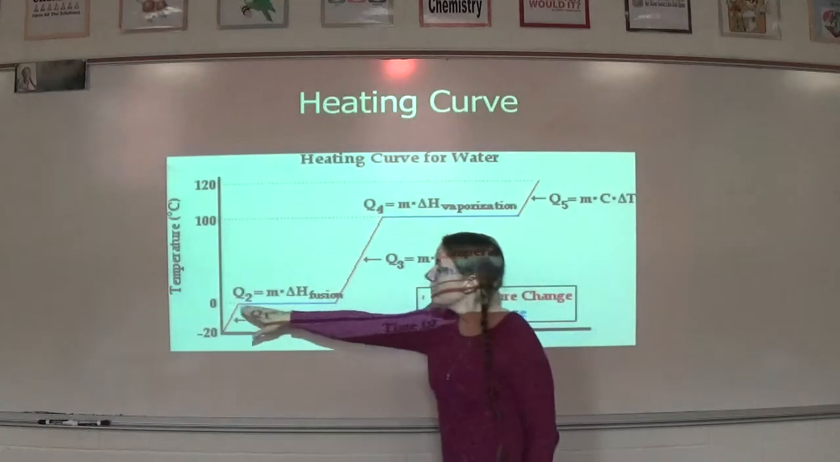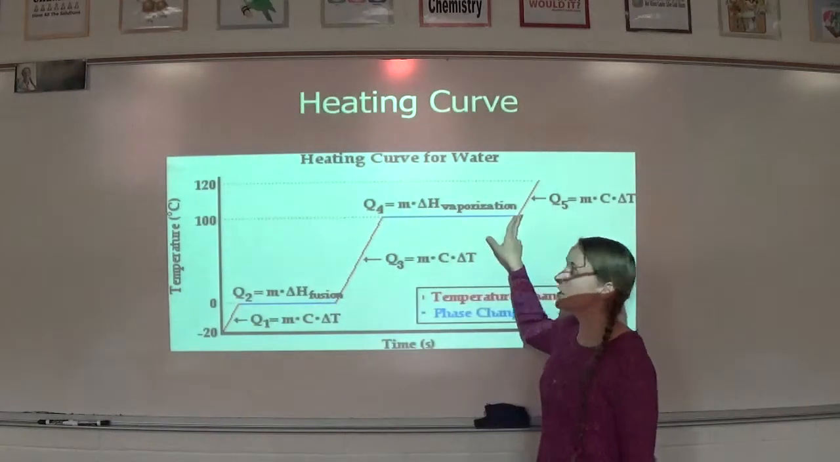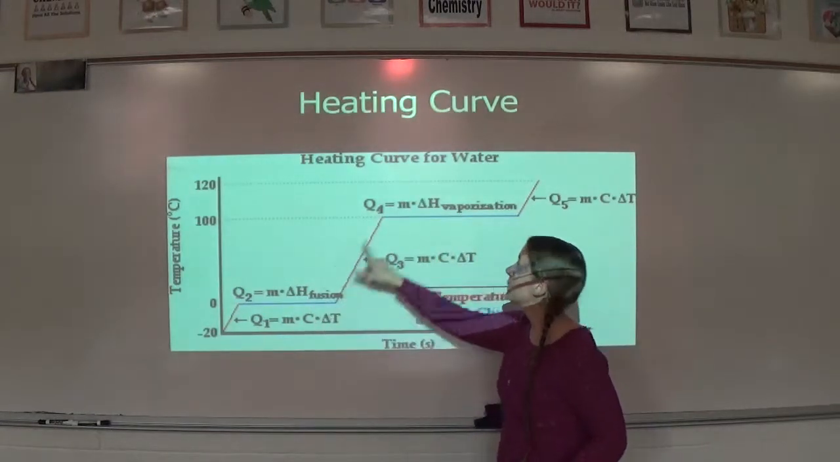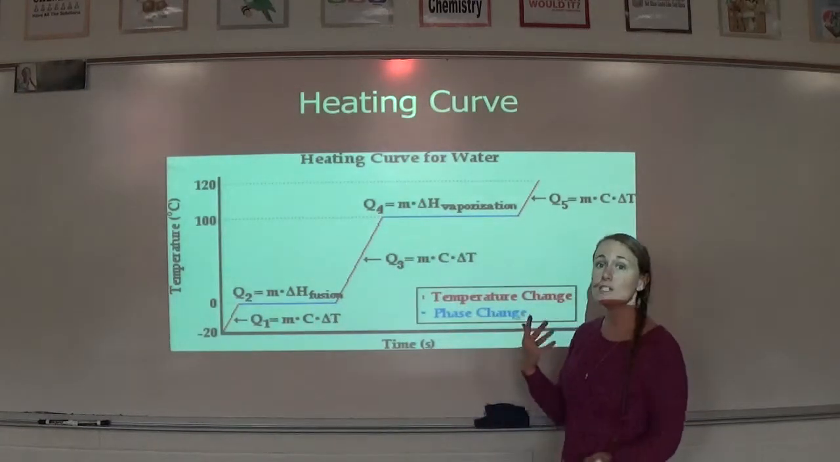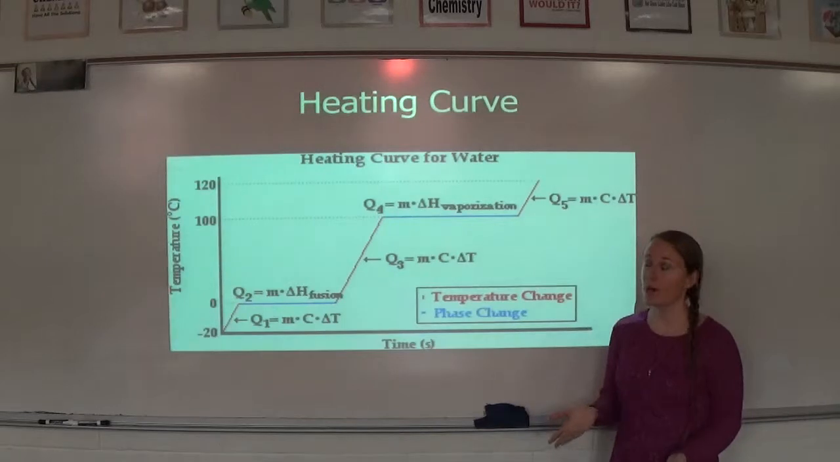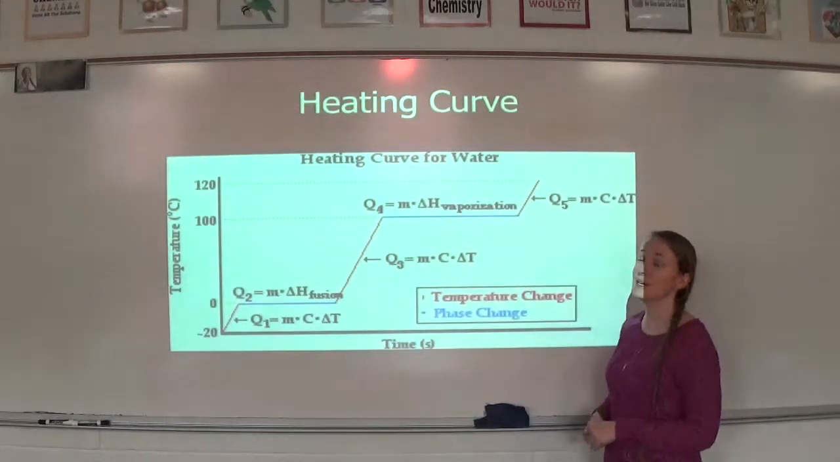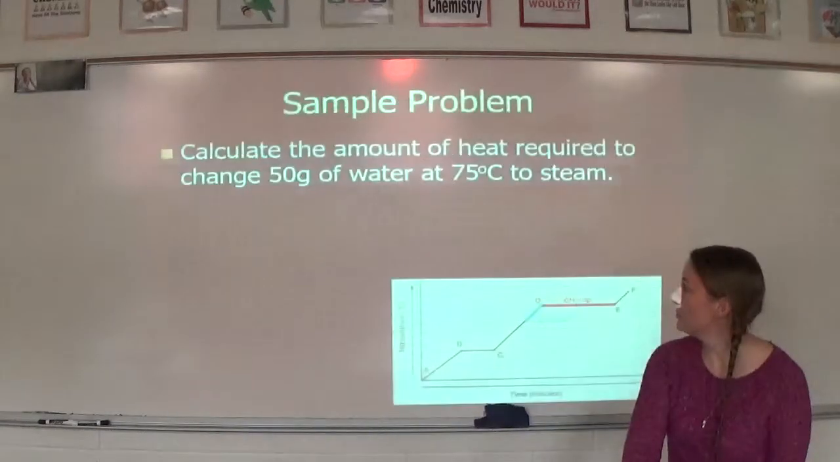All right, when you're at a phase change, there is no temperature change. That's what we just learned how to do on the previous slides. Delta H of fusion and vaporization are going to be different. Delta H of fusion for water is 6.01. Delta H of vaporization for water is 40.7. So you just have to be careful. All right, so let's look at how you do one of these.